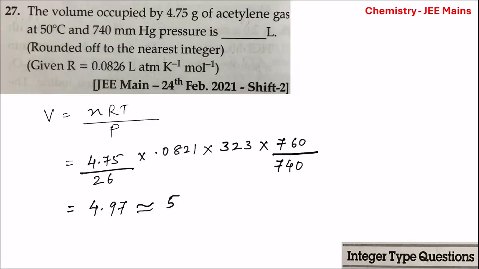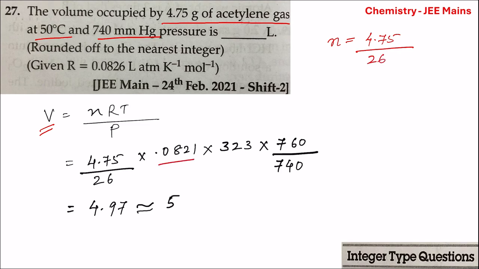Volume occupied by 4.75 gram of acetylene gas at 50 degree centigrade and 740 millimeter mercury pressure. So volume is equal to nRT divided by P. n is the number of moles. तो n की वैल्यू क्या हो जाएगी? Weight, that is 4.75 divided by molecular weight of acetylene. Molecular weight of acetylene है 26.